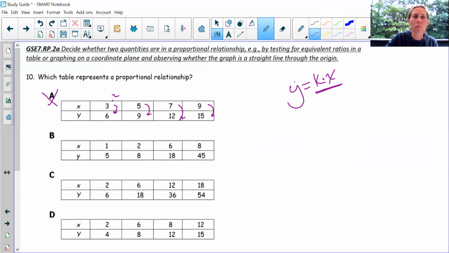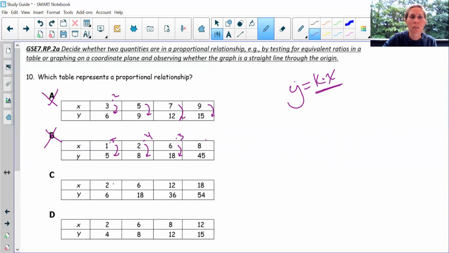Look at letter B. 1 times 5 is 5. 2 times 5 is not 8. 6 times 5, that's times 4, that's times 3, that's times, I don't know, like 5.5 or something. I don't know what it is. That's not a proportional relationship.